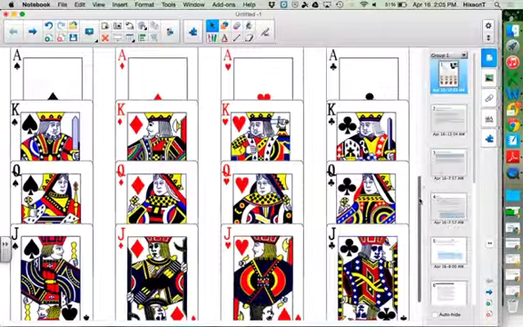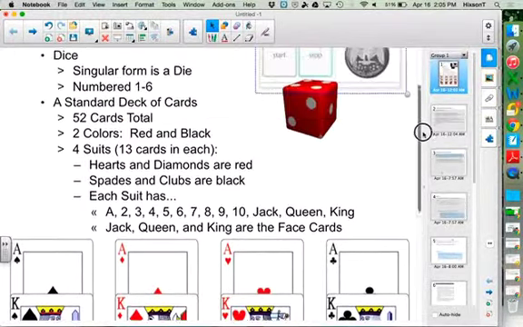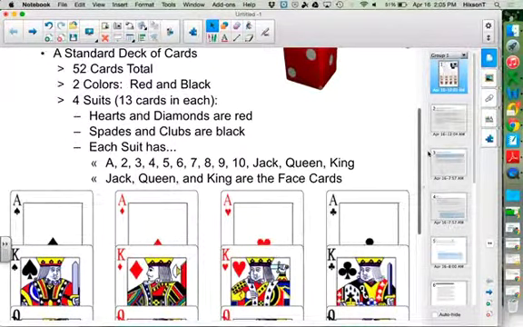Okay? So, I just wanted to make sure that you guys understand, especially if you've never played cards or you're not familiar with some of these terms, make sure you write this stuff down, so that when you're presented with a problem, you know what you're dealing with. Okay?